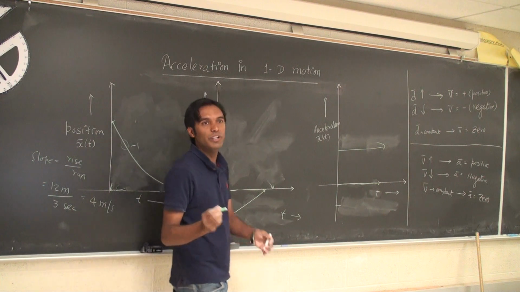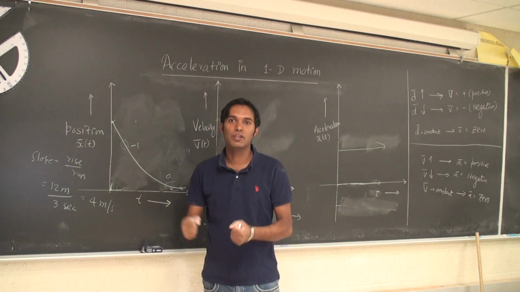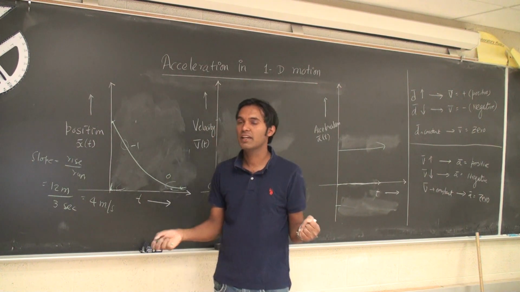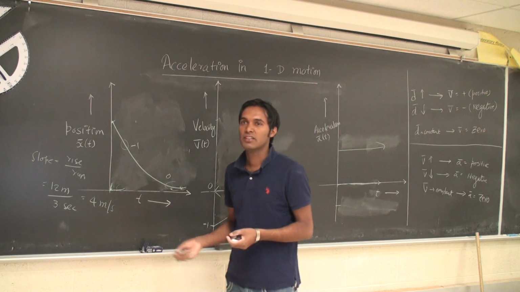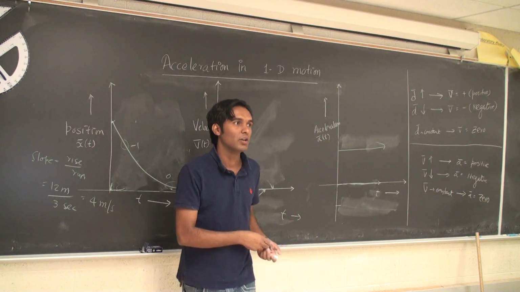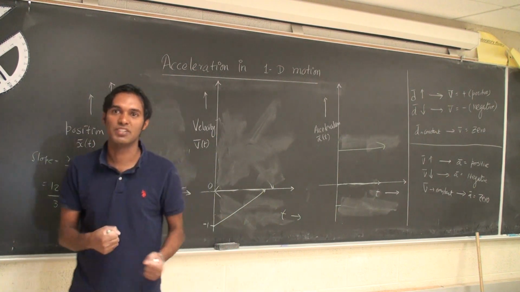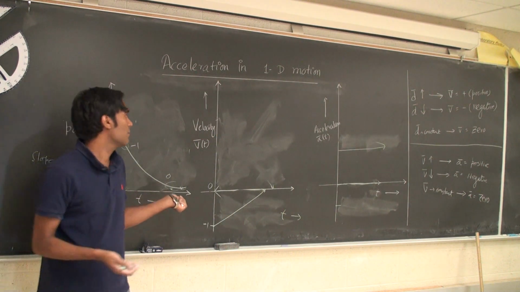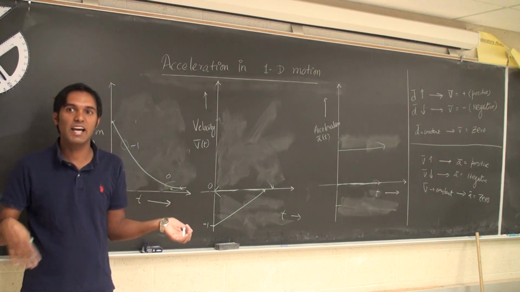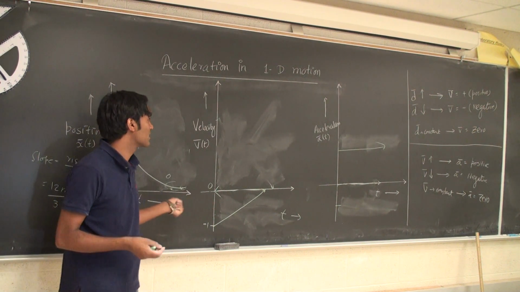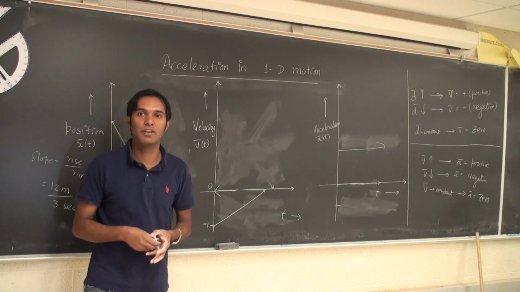For example, when you throw a ball vertically upward, at some point in space your ball will come to rest, where the velocity is 0, but there is still acceleration. The ball is accelerating downward with acceleration due to gravity, that is 9.8 meters per second squared. So we are going to discuss this type of logical questions in class based on the velocity versus time graph and acceleration versus time graph as well.